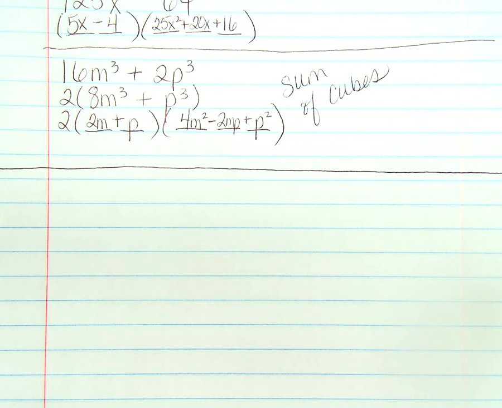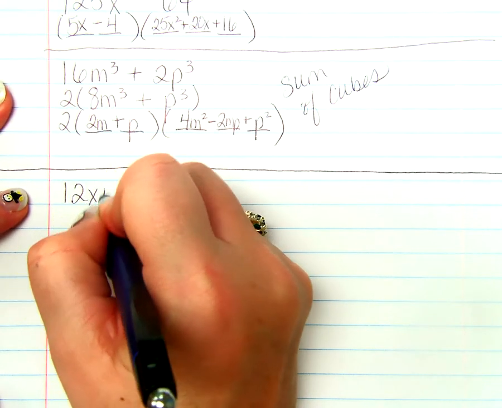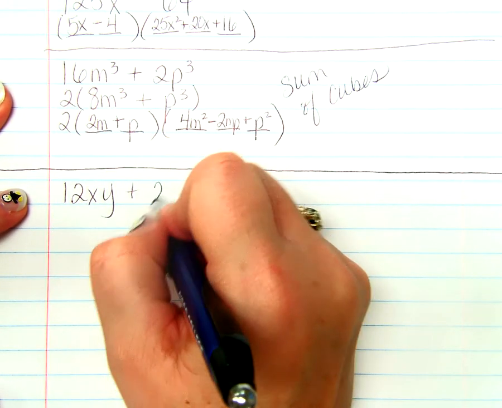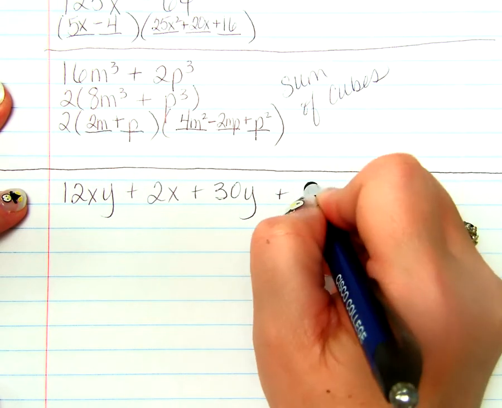I need to show you what happens if there's 4 terms. Okay? Now, I know what you're thinking. You're like, oh, we skipped 3. I know that. I promise I do. So here, let's do this. 12xy plus 2x plus 30y plus 5.